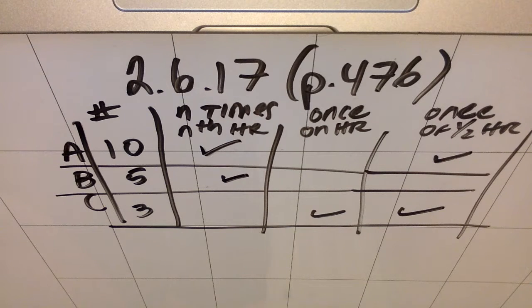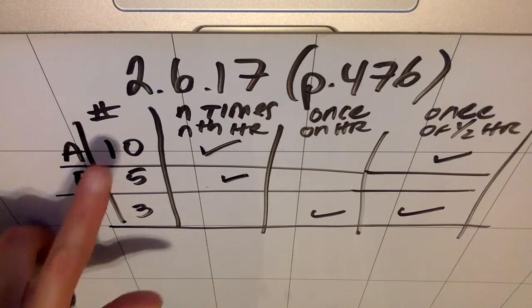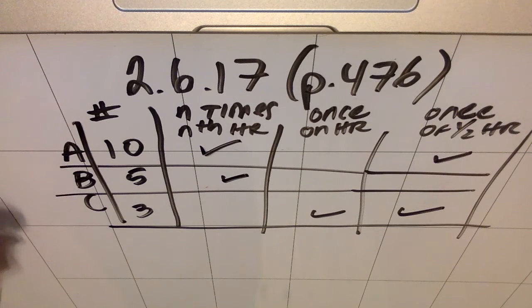So there are three types of clocks. There's clock A, of which there are 10 of them. There's clock B, which there are 5, and clock C, which there are 3. There are some clocks that chime n times on the nth hour. For instance, at 1 o'clock they would chime once, at 2 o'clock they would chime twice, at 3 o'clock they would chime 3 times, and so forth.